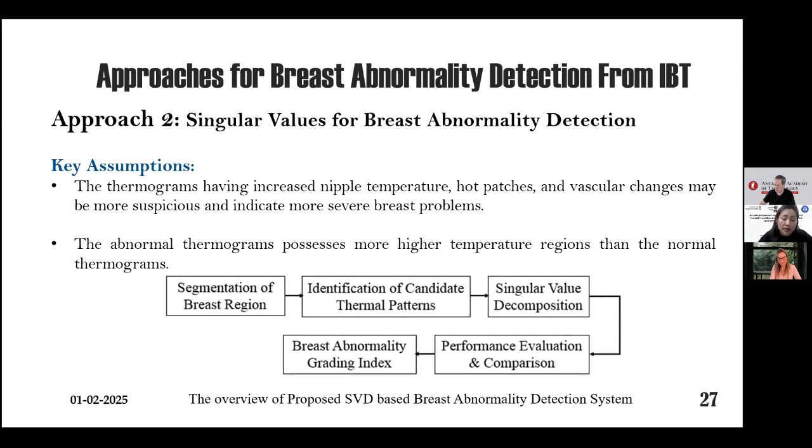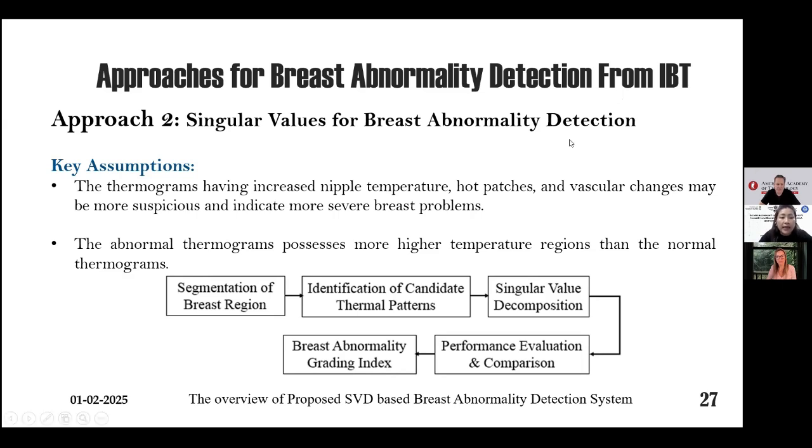Now the question is, since most of the works are based on bilateral asymmetry analysis, why have I proposed some other work here? Because I found that there are some cases in which both the breasts are suffering from tumor. In those cases, the bilateral asymmetry analysis fails. So, how to solve this problem? We have to find some way through which we can extract the features from only the tumor region, not from the other region of the thermogram.